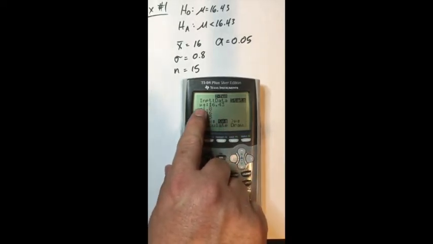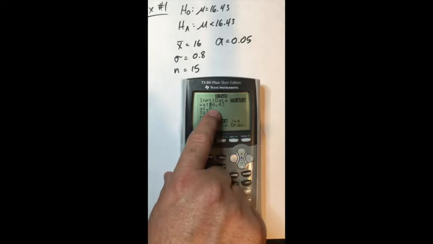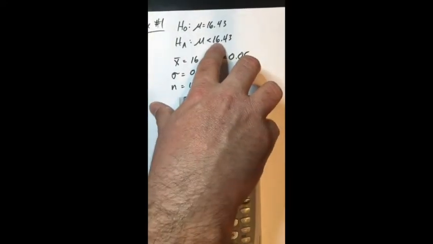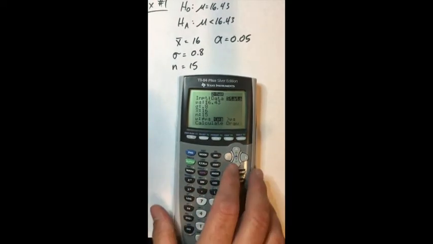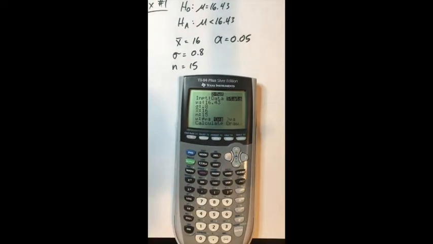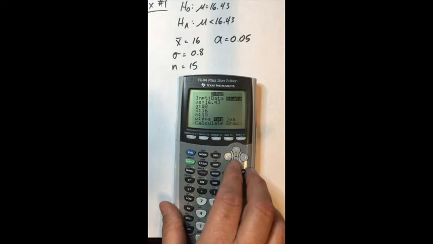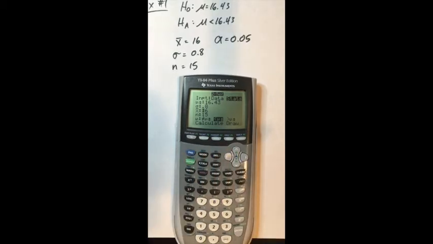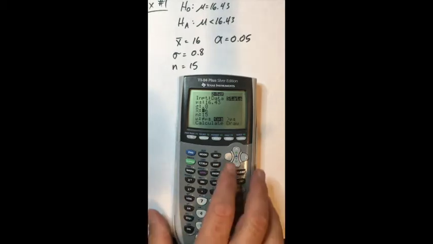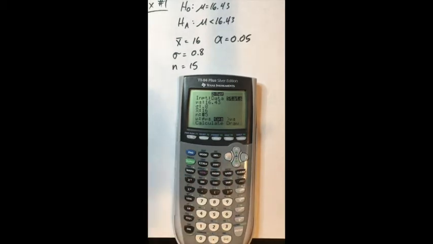In mu naught, mu 0, okay, that's where we put the number that is in our null and alternative hypotheses. So in this case, that's 16.43. In our sigma, we put the standard deviation that's given, which is in this case 0.8. Our x bar is the mean from the samples, which is 16. And then we have n, which is the sample size, which in this case was 15. It was, right, 15 25-yard swims.